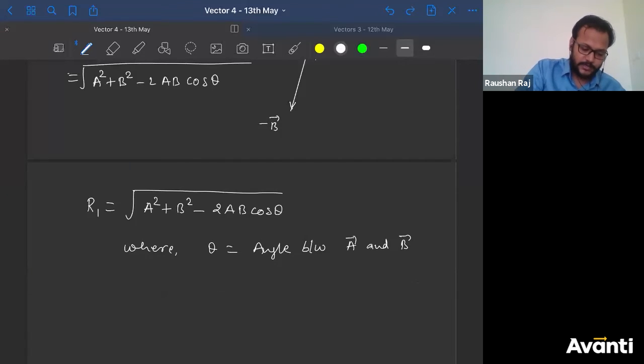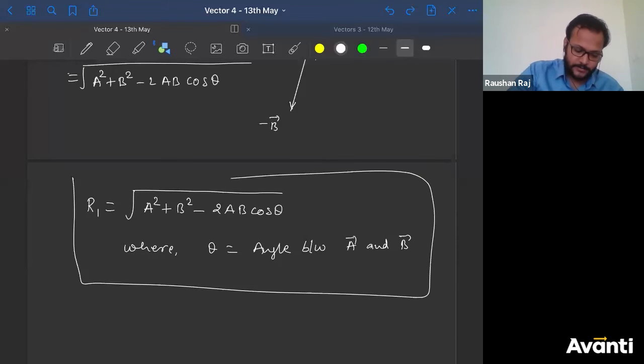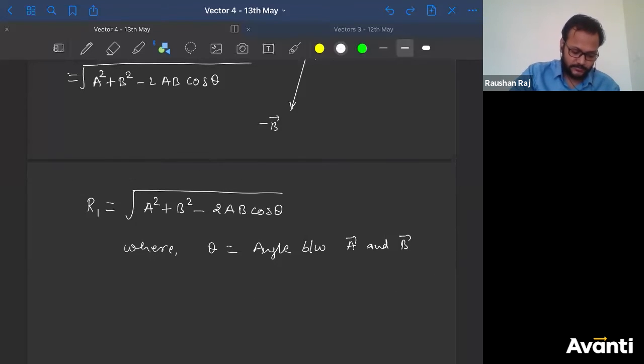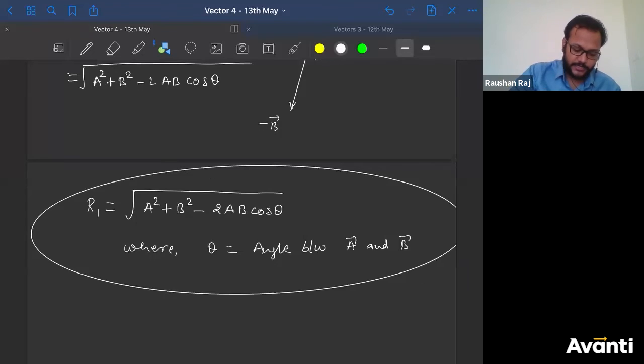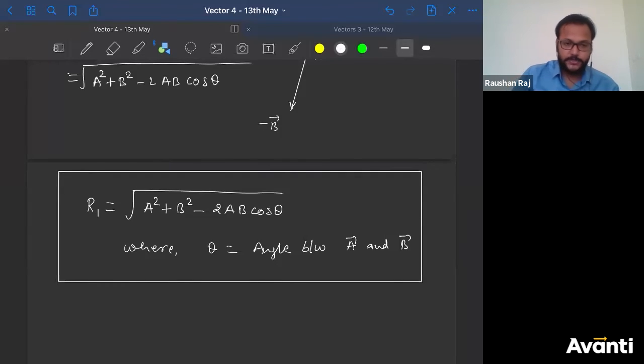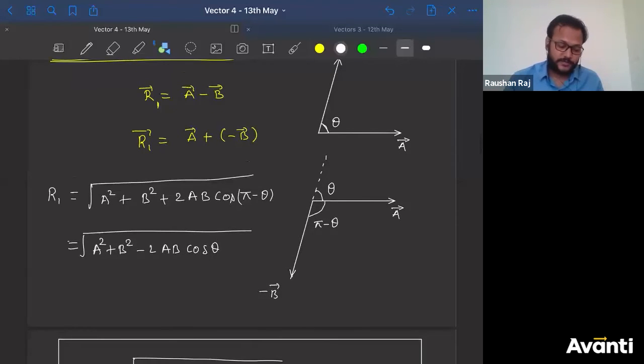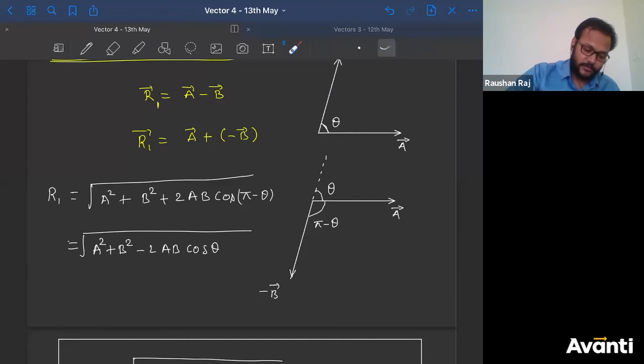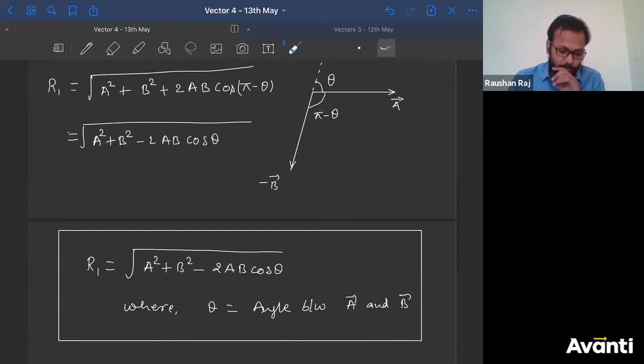So you have to remember this. All the subtraction part can be handled using the addition concept. If you have to subtract something, you don't have to worry about anything. You just have to write them in this form and then use the same formula for addition. Story finished. Now if I ask you to find the resultant vector, what will be the direction of the resultant vector here?